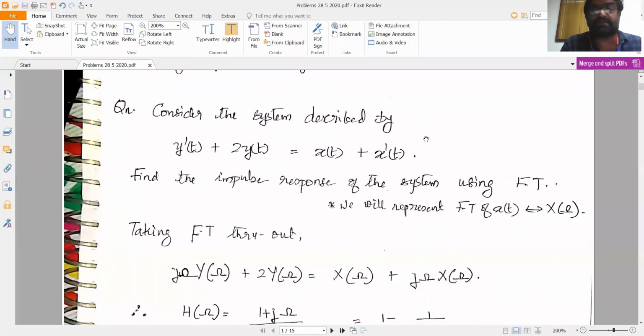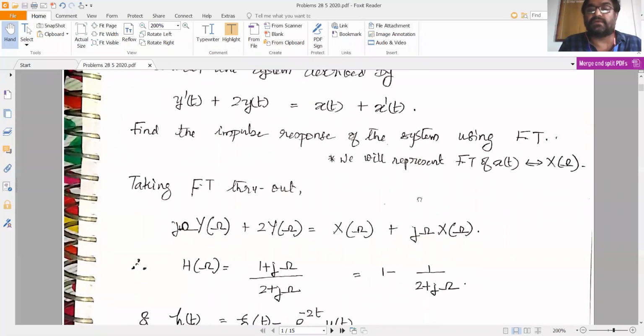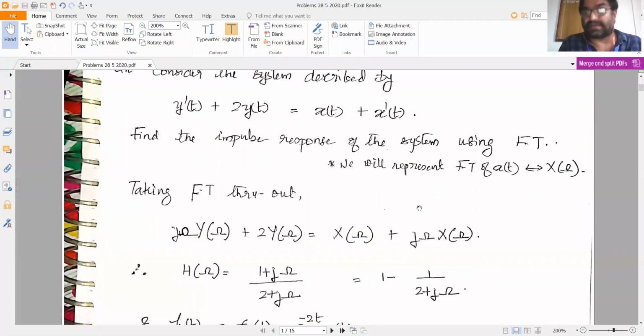So we can consider that you have a system which is described by the first order differential equation as follows. So you have dy by dt plus 2y of t is equal to x of t plus dx of t by dt. Now you are asked to find out the impulse response of the system using the Fourier transform. So first of all, we will try to simplify this using Fourier transforms, and then we will do a comparison with the method of simplification by using Laplace transforms.